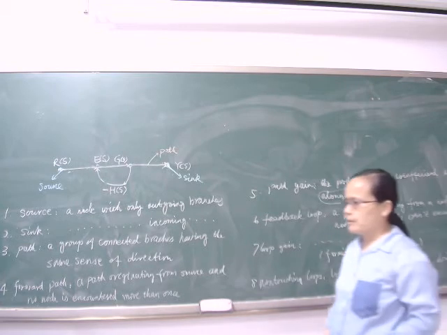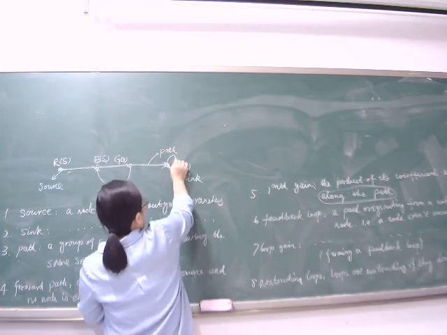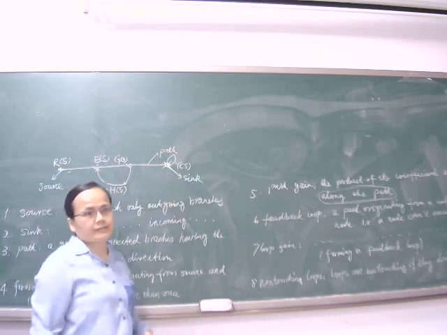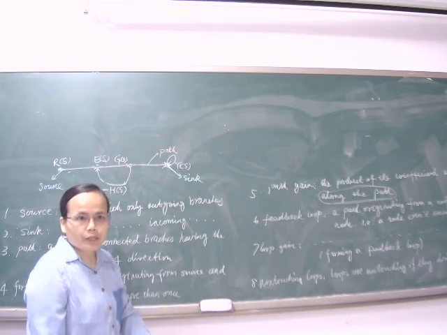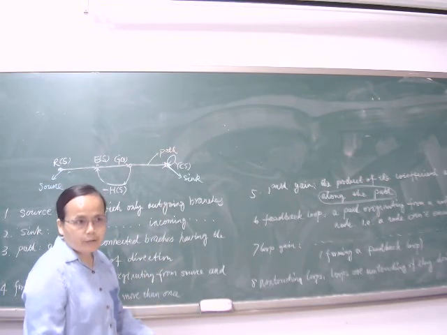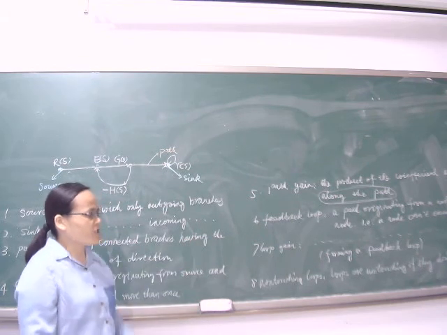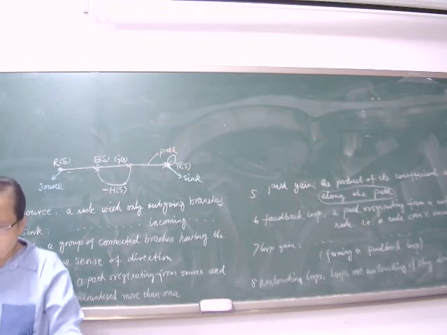What does it mean, non-touching loops? We can see here, if there are two loops, these two loops are non-touching because they have no common point and no common branches. So these are the 8 terminologies.